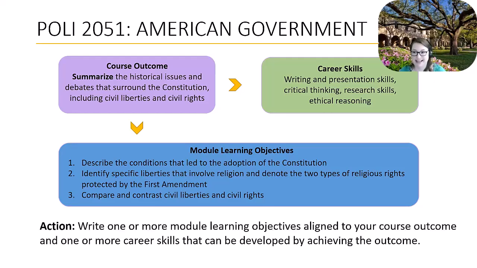So we're going to pause again. And this time, I want you to break apart your course outcome into 1 or more objectives and identify 1 or more career skills that students will develop. So go ahead and pause. And when you're ready, resume and play the rest of the session.